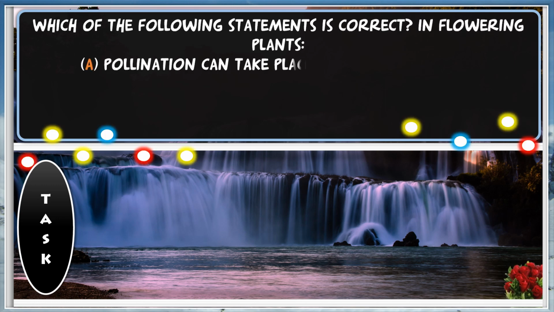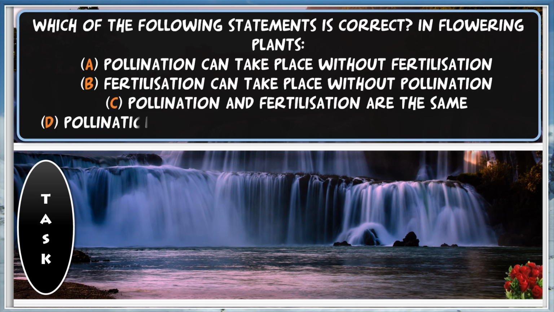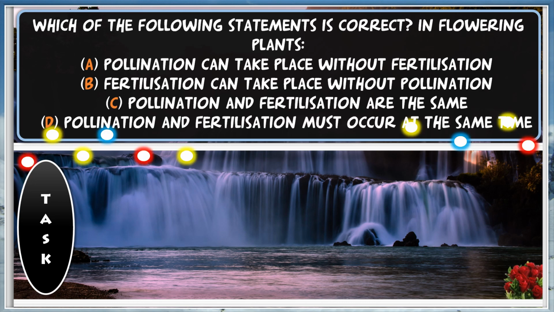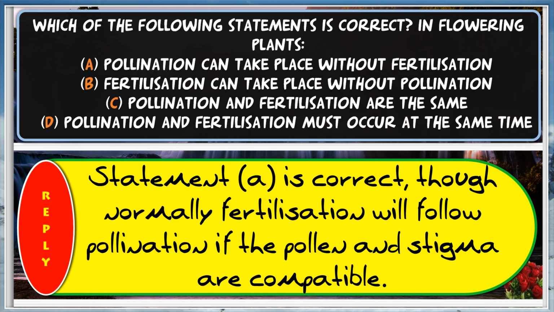Which of the following statements is correct in flowering plants? A. Pollination can take place without fertilization. B. Fertilization can take place without pollination. C. Pollination and fertilization are the same. D. Pollination and fertilization must occur at the same time. Statement A is correct, though normally fertilization will follow pollination if the pollen and stigma are compatible.